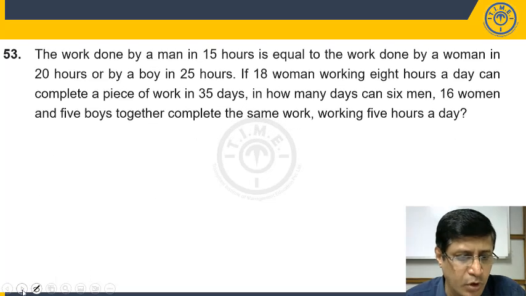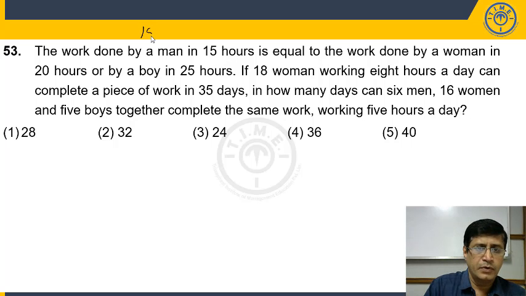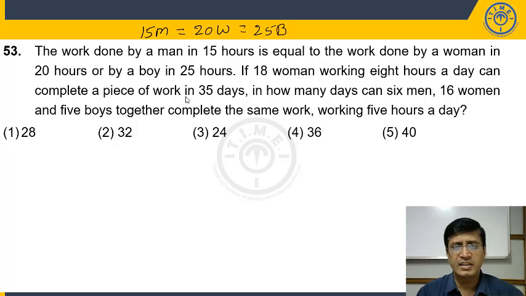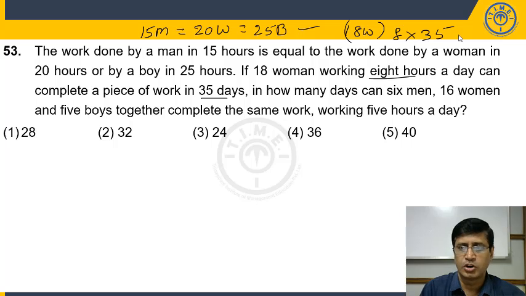Now look at the next example on your screen. The work done by a man in 15 hours is equal to the work done by a woman in 20 hours, and by a boy in 25 hours. These are equal. Just find out the efficiency from this condition. And 18 women working 8 hours a day can complete a piece of work in 35 days. This is the total work.